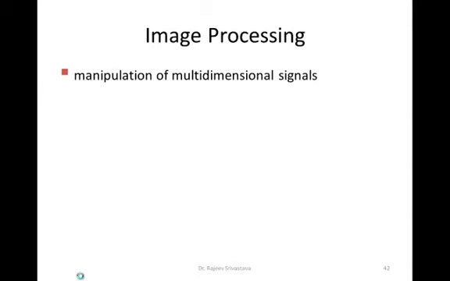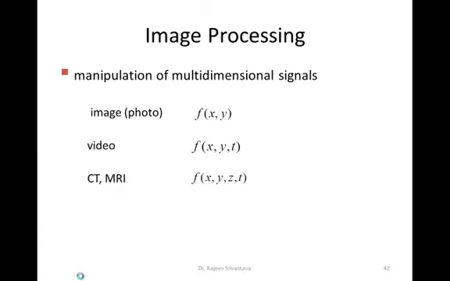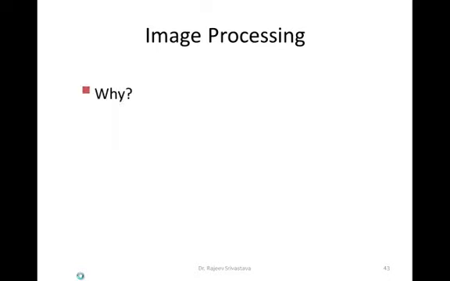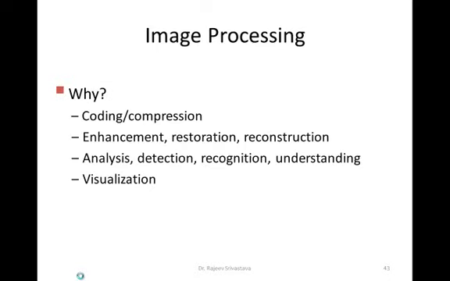Now, image processing: what is it? It is basically manipulation of multidimensional signals. Image f(x,y); video f(x,y,t), another dimension is added here; CT and MRI are 4 dimensional. Image processing: why is it required? We require it for various reasons. The reasons include coding or compression, enhancement, restoration, reconstruction, analysis, detection, recognition, and understanding.